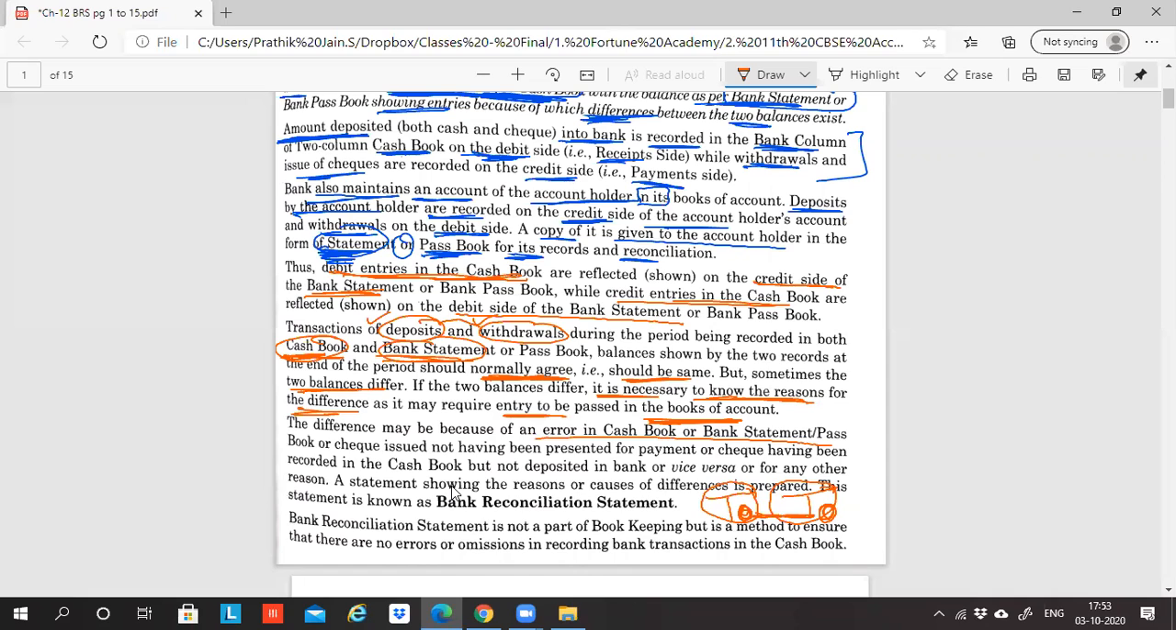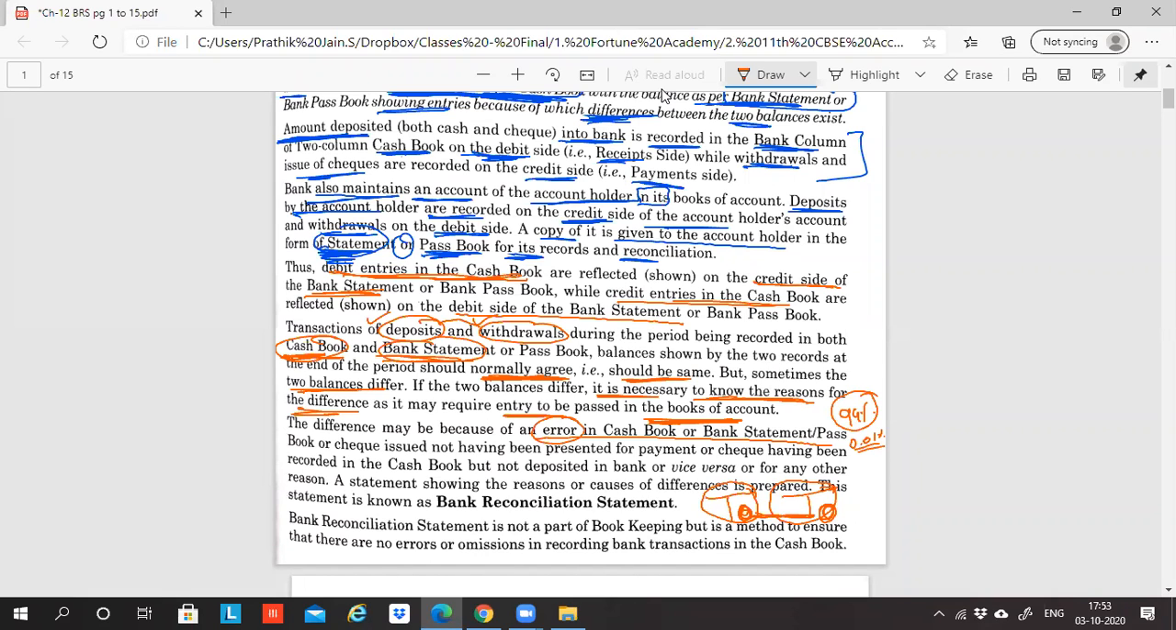The difference could be due to multiple reasons, guys. One of the reasons given here is maybe an error. Error means maybe the error is committed by our side, or maybe the error is committed by the bank. It's 99% or 99.99% certain that the bank will not make a mistake. But yes, there is a 0.01% chance where the bank can go wrong. But 99.99% the bank will never go wrong.